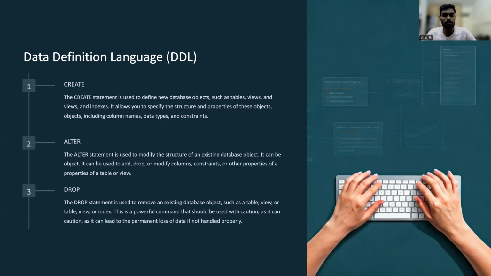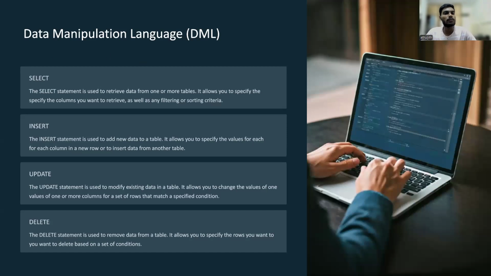DROP. The DROP statement is used to remove an existing database object such as a table, view, or index. This is a powerful command that should be used with caution, as it can lead to the permanent loss of data if not handled properly.